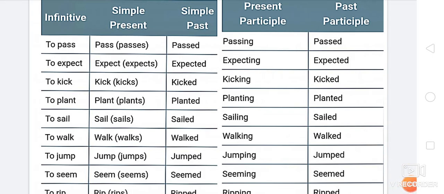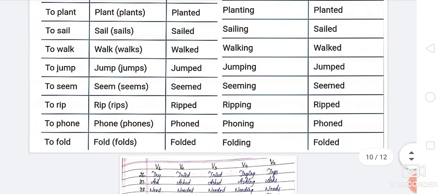So just see the infinitive forms here. The first one is to pass. So we have passes, passed, passing, and passed. To kick, we have kicks, kicked, kicking, and kicked. So just go through these examples.